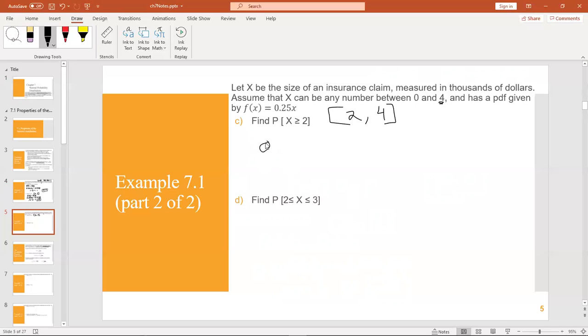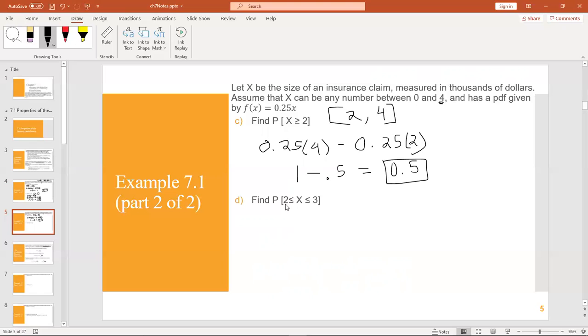So for this, we're going to do 0.25 times 4. And then we're going to subtract 0.25 times 2. That's going to give you 1 minus 0.5. And subtract those, and you will get 0.5. Which makes sense because the other 50% was below 2. So then the other 50% has to be above 2.